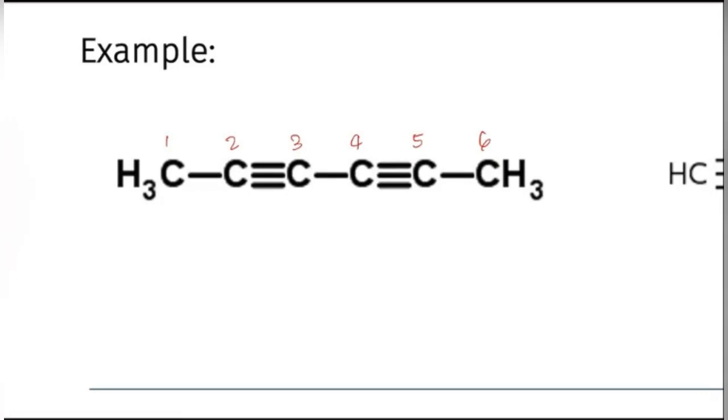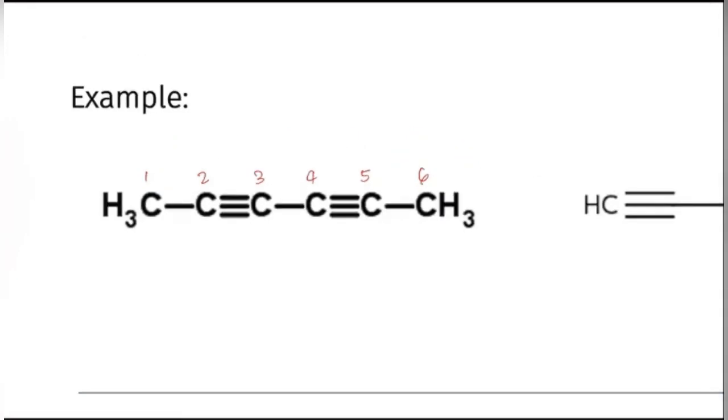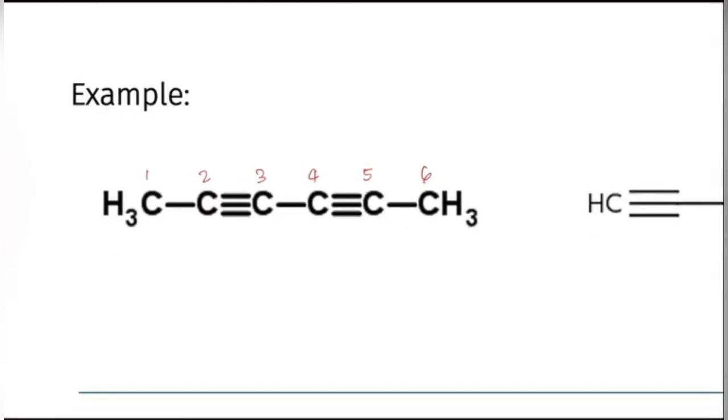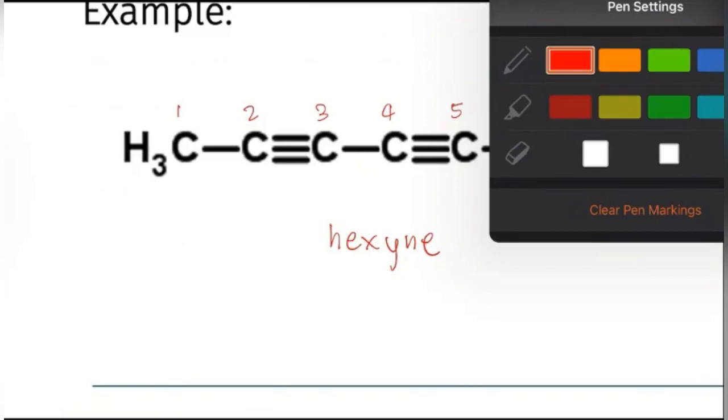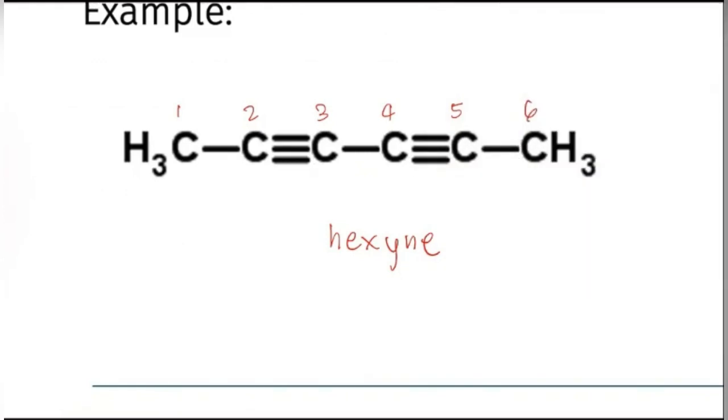Now identify the name of this chain. Since it's an alkyne, you will have a suffix "-yne" with a root word for 6 carbons. That will be hexyne. Okay, wait. We have double bonds, so it will be different. Let's try that again.